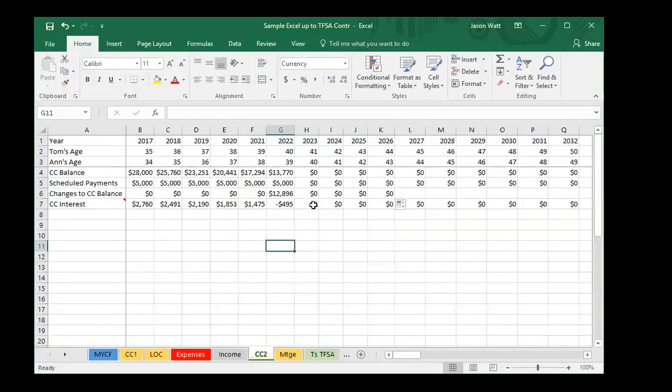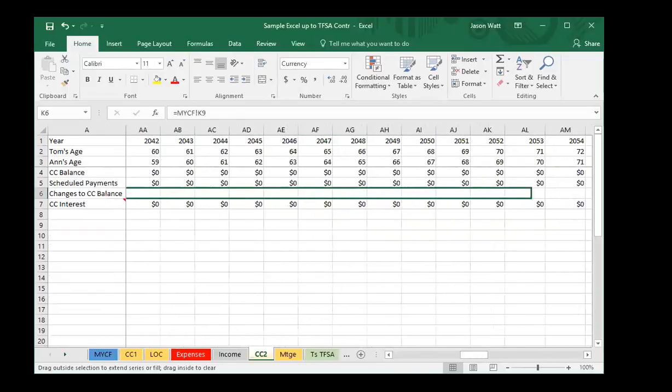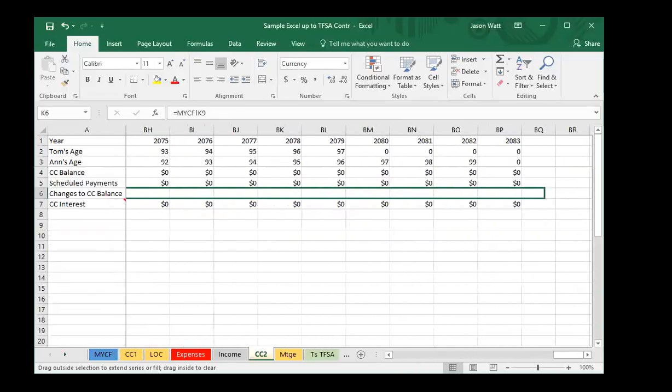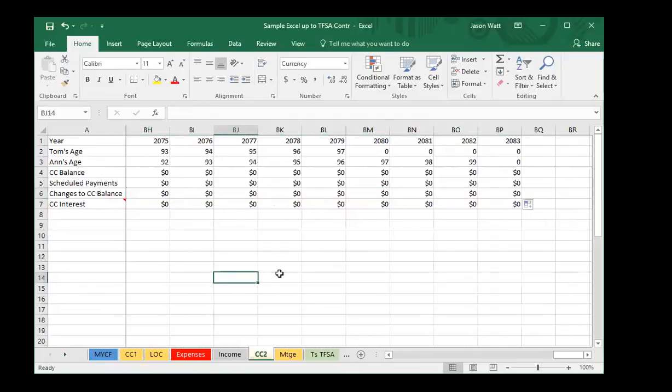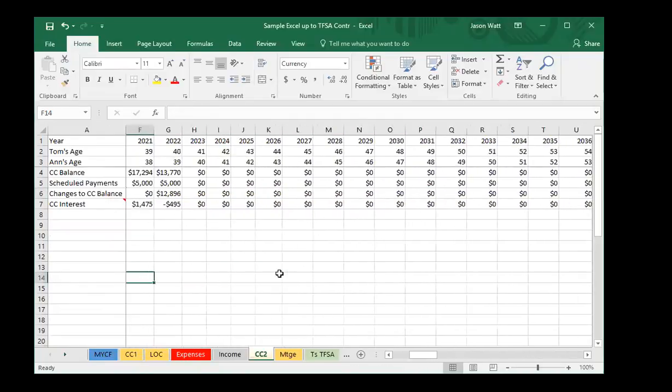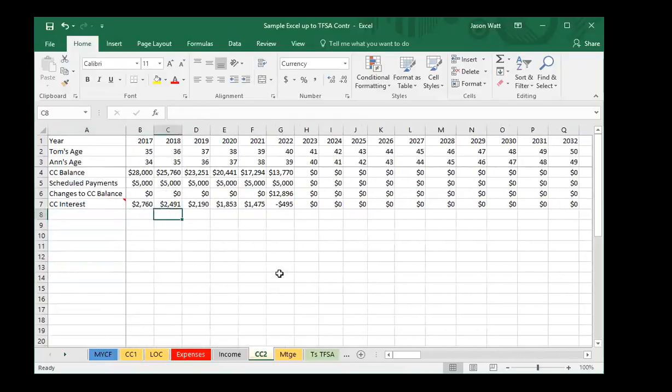Look at that. We are going to have $12,896 available all at one time. We're going to get that credit card paid off way out there in the future, 6 years out. And until then, we're just going to make our scheduled payments.